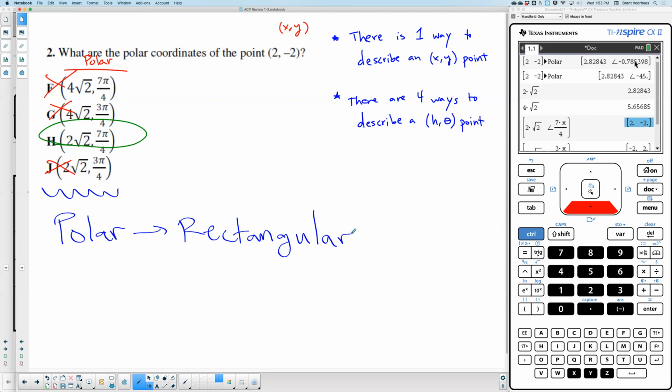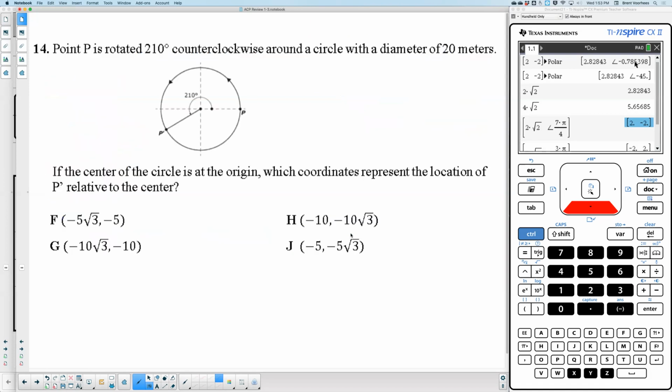Sure. I want to give you another one here in a little bit. You're positive, you ready? Positive, you remember? All right, here you go. Point P is rotated 210 degrees counterclockwise around a circle with a diameter of 20 meters.